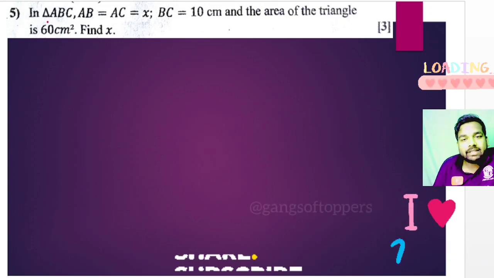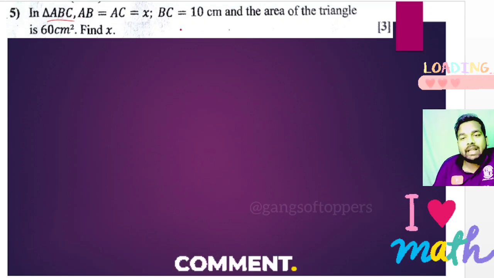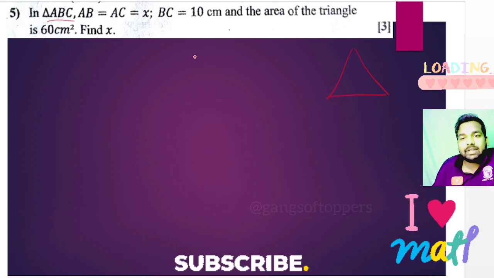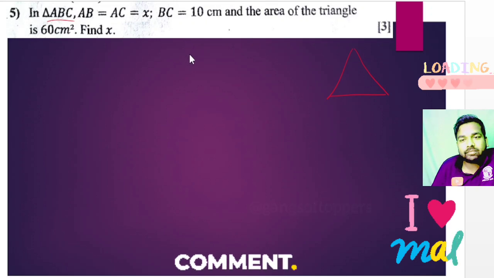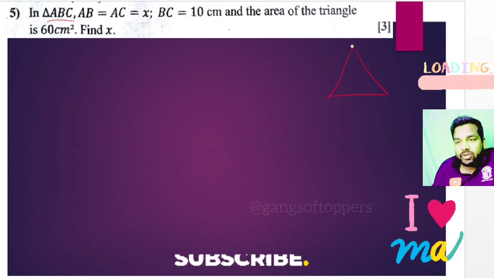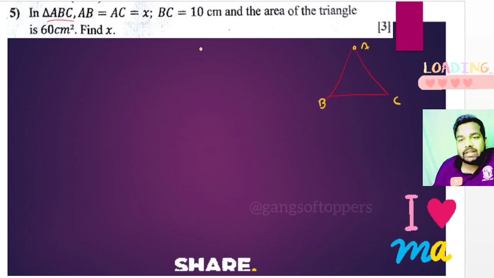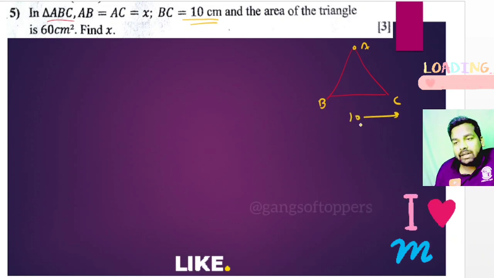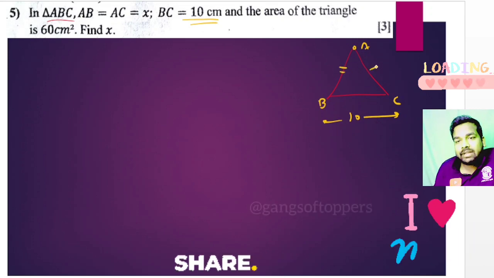The question is asking that triangle ABC, AB is equal to AC and BC is equal to 10. Just make the triangle. This is the triangle, and suppose this is A, this is B and this is C. Since BC is equal to 10, this is the 10 part.